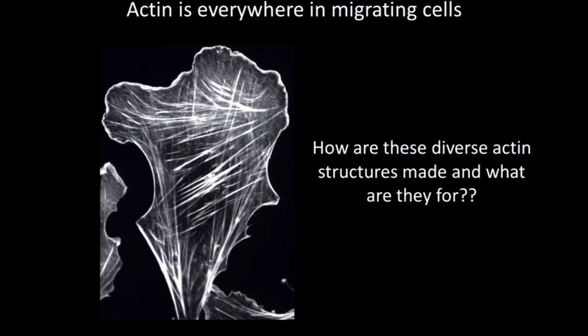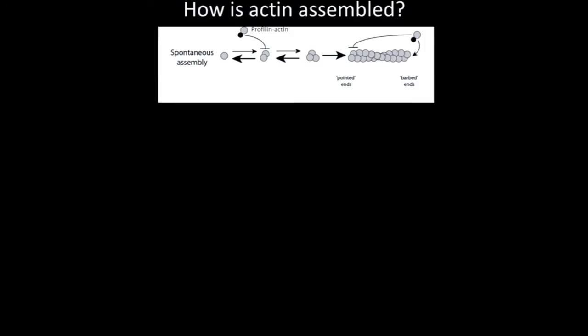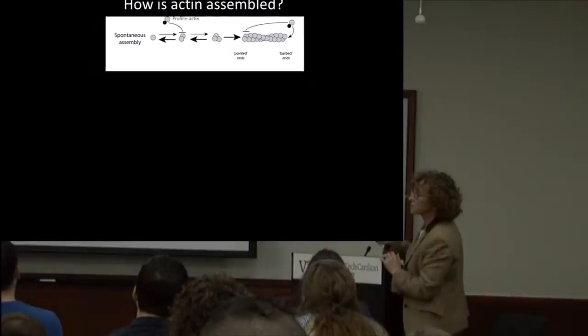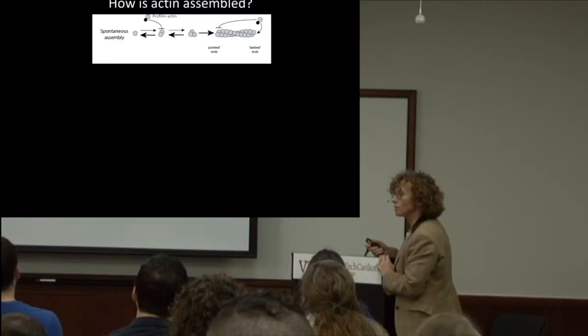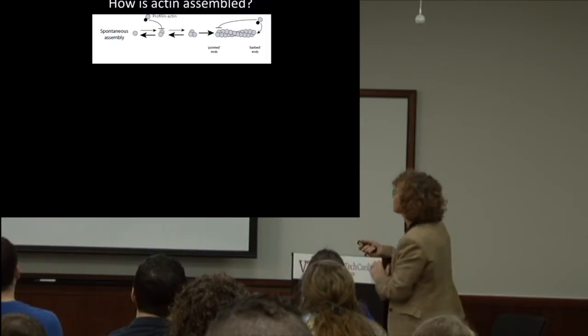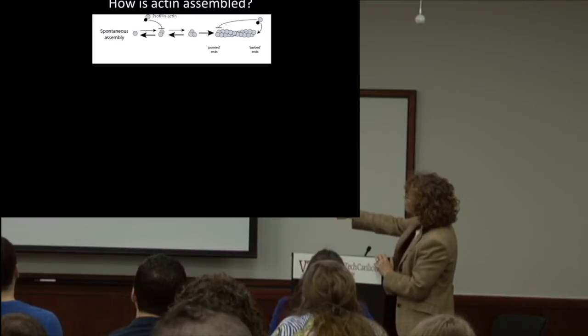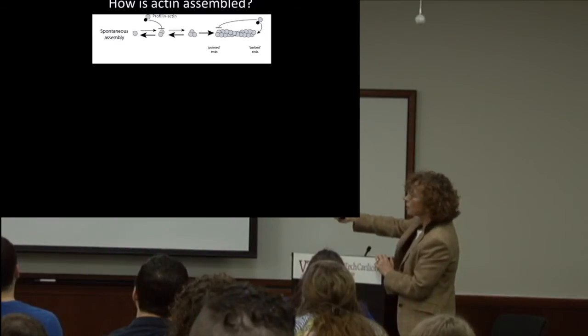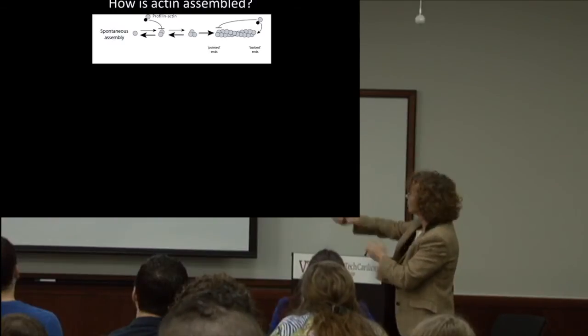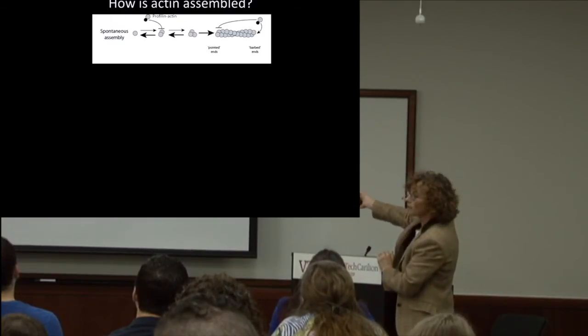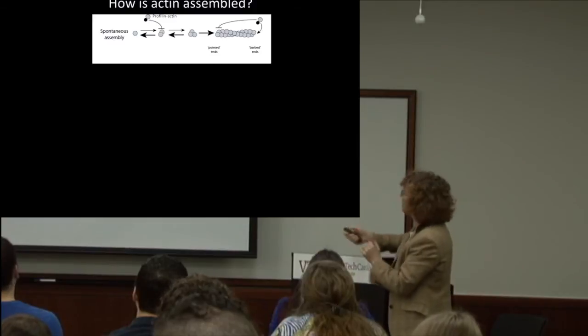One of the questions that Colleen was focused on is how are these diverse actin structures made, and what are they used for specifically during cell migration? And so how do you make actin? Actin is made out of monomers of actin that are at high concentration, 100 micromolar in a cell, super high concentration, but they don't assemble into a filament. The formation of this nucleus, where three monomers come together in a specific geometry that allows assembly of more actin monomers onto the end of that, is a really rate-limiting process.